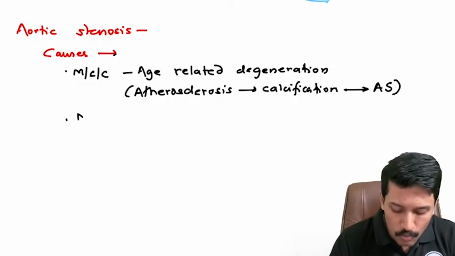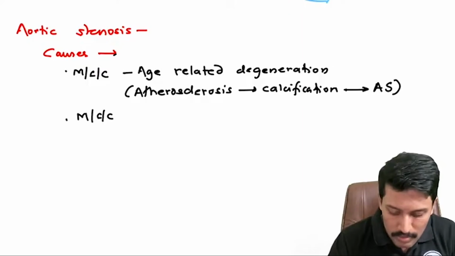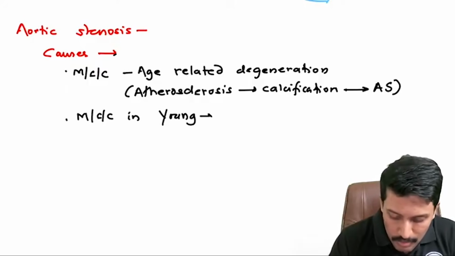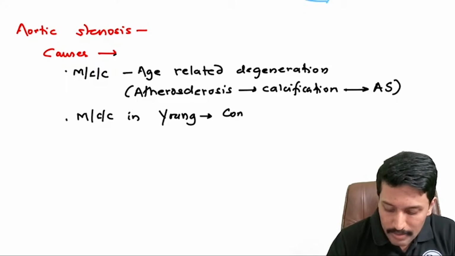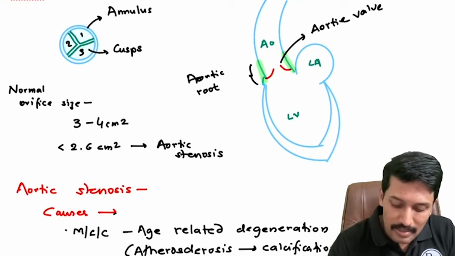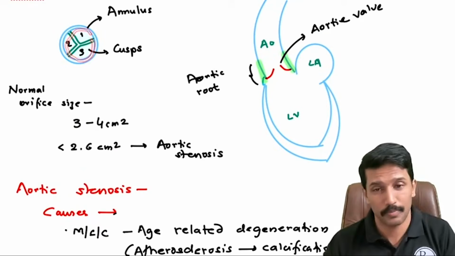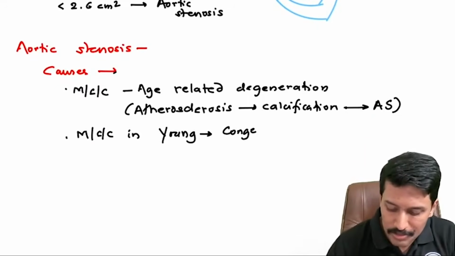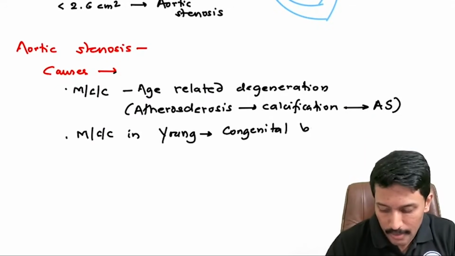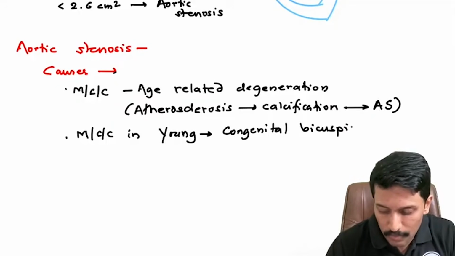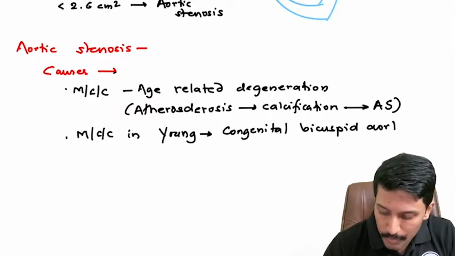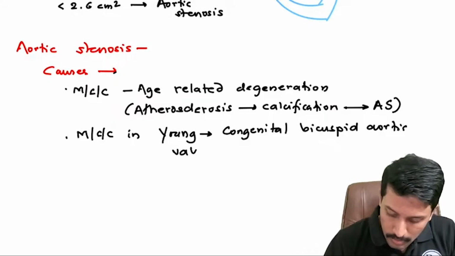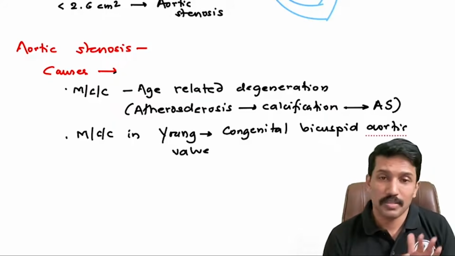So in that case, what could be the cause? The most common cause in young individuals is going to be congenital. We just learned that there are 3 cusps in the aortic valve, but some people are born with only 2. We will call that condition congenital bicuspid aortic valve. And congenital bicuspid aortic valve is the most common cause for aortic stenosis in young individuals.